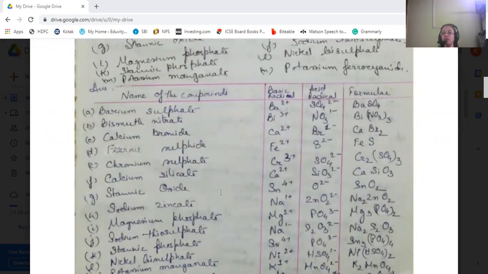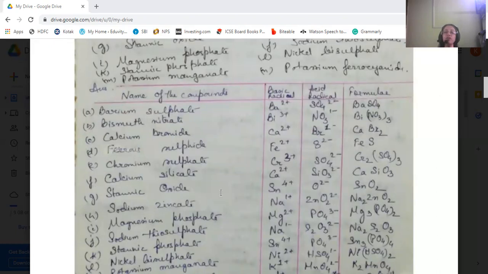So basic radical is barium, Ba2+, and acid radical is SO4 2-. So the formula will be BaSO4, both of them having the same valencies. Then bismuth nitrate, Bi3+, acid radical NO3 1-. So the formula will be Bi(NO3)3. Then calcium bromide, Ca2+, basic radical, acid radical is Br1-. So the formula will be CaBr2.